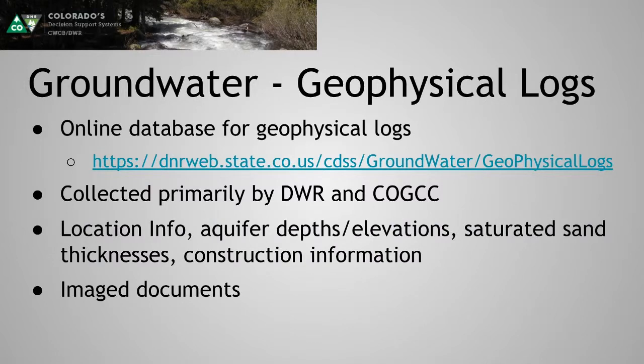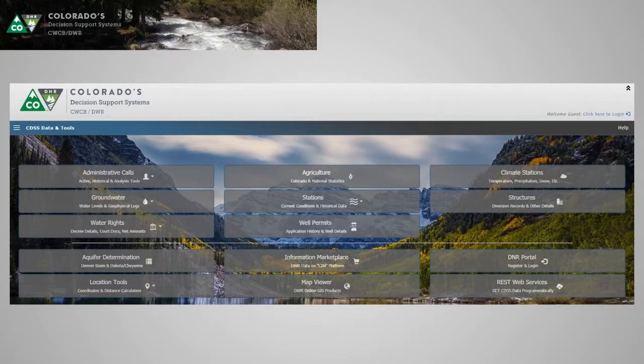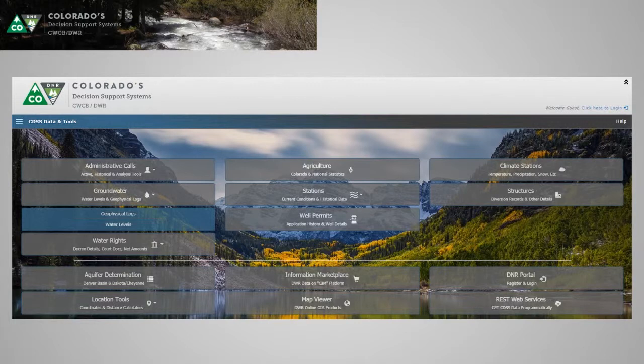Some of the information that we are holding in this database is the location information, aquifer depths or elevations, saturated sand thicknesses, a little bit of construction information. And then there are also image documents, as JR and Kevin have pointed out as well. Specifically for geophysical logs, we've got the logs themselves, our pick sheets or aquifer evaluation sheets, and then some other associated documents like Senate Bill 5 output, things like that. So from our CDSS portal, we're under Groundwater, Geophysical Logs.